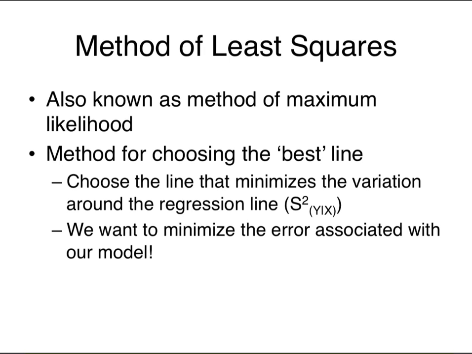This means we want to minimize the error associated with our model so that our model is better at making predictions. So if we took all the red lines shown on the previous slide, which showed the difference between each observed y value and the predicted y value, and we squared those distances and summed them all up, the best line would be the line for which that value is the smallest.